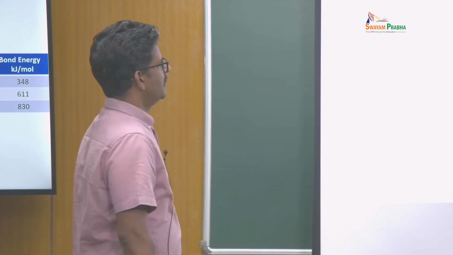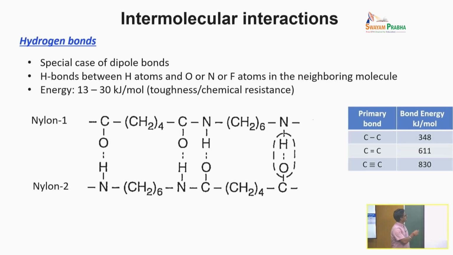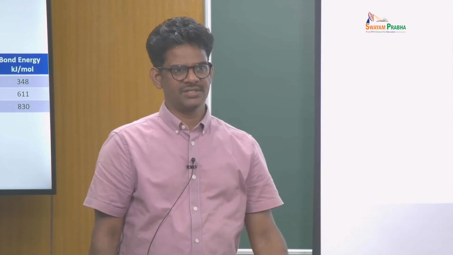This can be a little bit stronger than the other secondary interactions. You can see it can go up to 30 kilojoules per mole. Again, that's 10 times lesser than the primary bond energy, but among the secondary interactions, hydrogen bonding is something very strong.